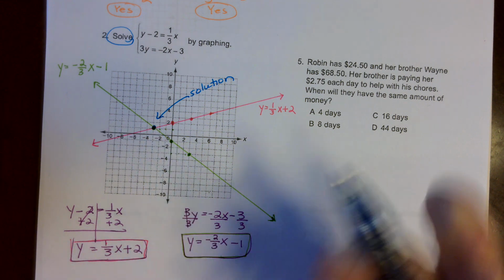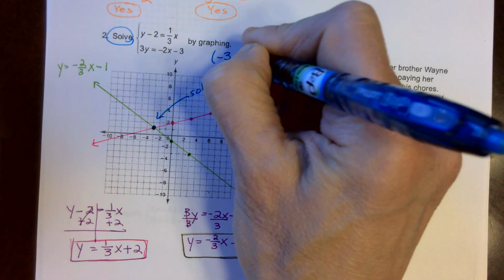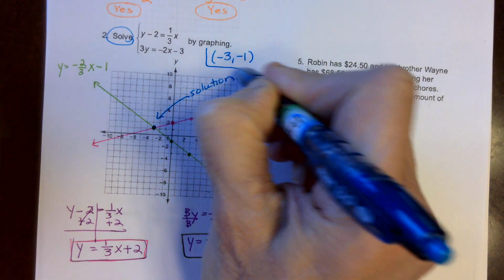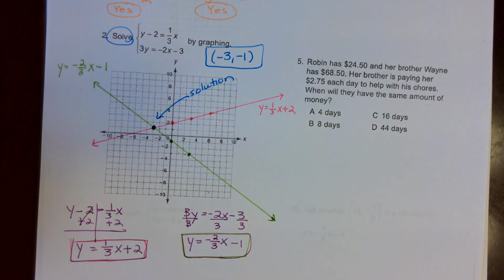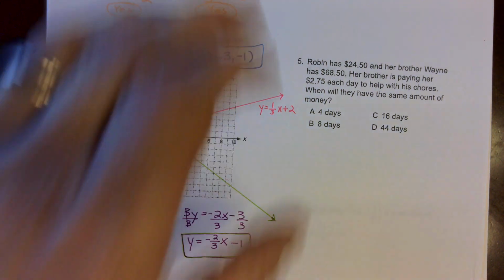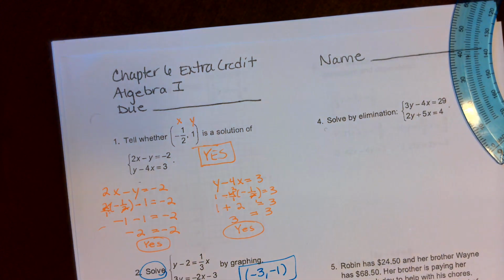-3, 1. So right up here, I put -3, 1, and that is my answer. Okay, so that's graphing. I know all of you really liked graphing, and I'm not being facetious. You guys actually were really good at graphing.